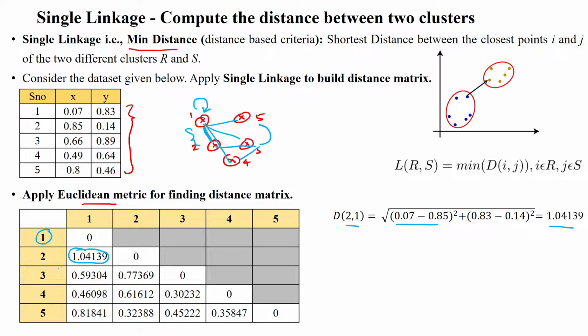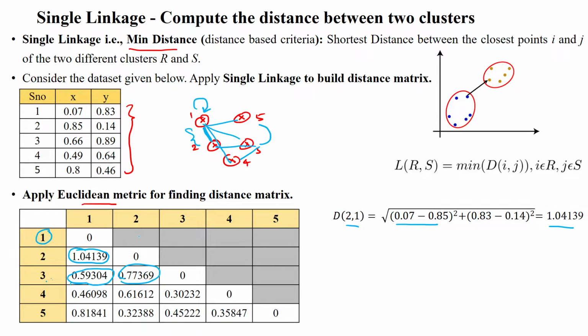Then you have to calculate the distance between 1 to 3. So 1 to 3 is this one. Now 3 to 1, we are calculating, so we will get 0.59304. Here again we get 3 to 2, this one. So like that we can calculate.